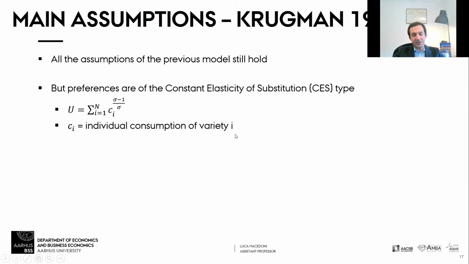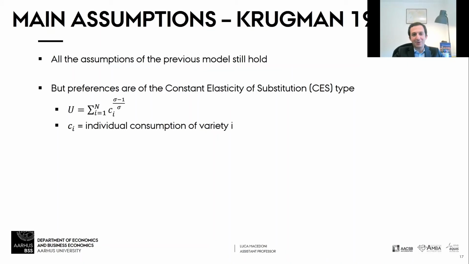Ci is the individual consumption of variety i, and sigma, greater than 1 in our case, is the elasticity of substitution. It is a constant, and that's why these preferences are called constant elasticity of substitution preferences, or CES, which are by far the most used preferences in international trade. Why? Well, we'll see. They're relatively flexible but very tractable. They work well in the data, and they're also very intuitive.